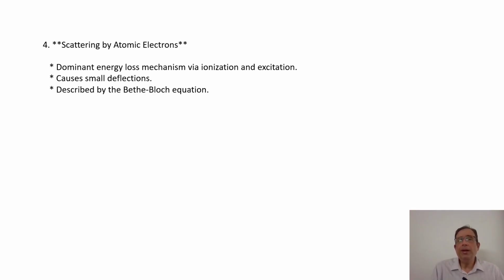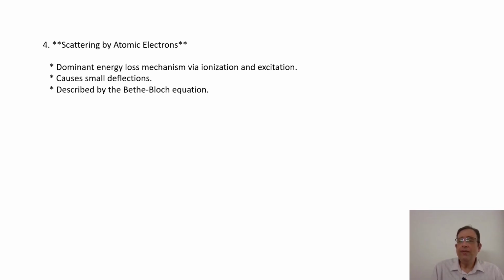Then the most important one is the dominant loss mechanism, and that is scattering by the atomic electrons. Why is it dominant? Because the nucleus of the medium itself occupies a very small volume, and so the probability of interaction of the radiation with the nucleus is very small because of the small size of the nucleus. Whereas electrons occupy almost all of the space in the medium if it is solid. And so in that case, the probability of scattering with the electron is very large. So most of the time, the particles are being scattered by the electrons.